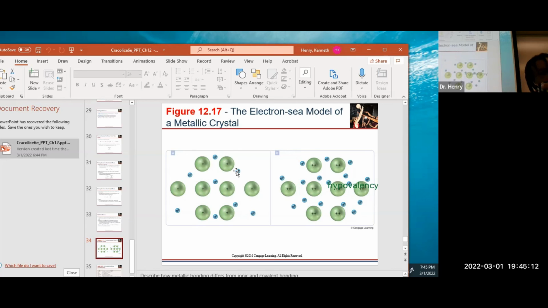Now, since it's so close still, you're not able to disrupt it easily. It takes a lot of energy to disrupt it because it's still playing with that positive and negative charge. So metals are very strong. Most metals are solid at room temperature. Part of the reason is because the electron is still so close that you can't disrupt it so easily. You have to put a lot of energy in to melt it.